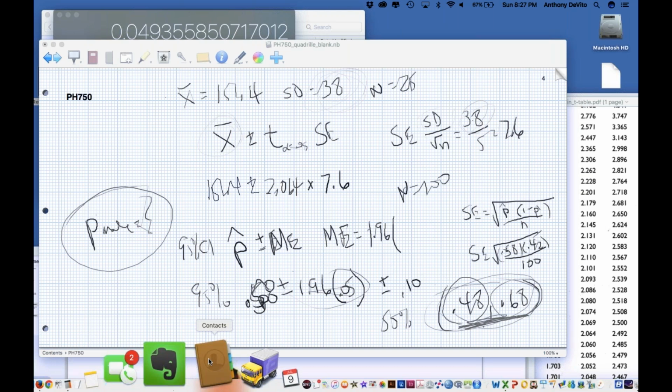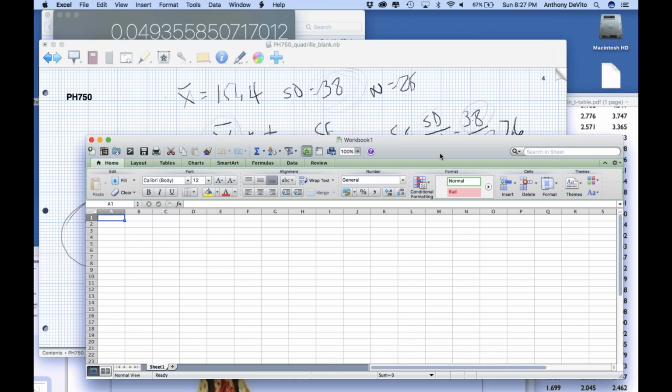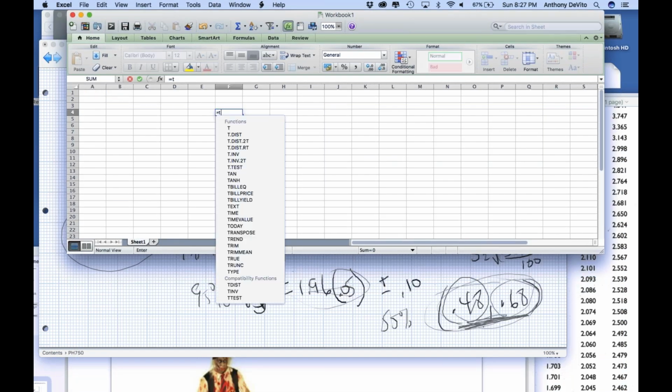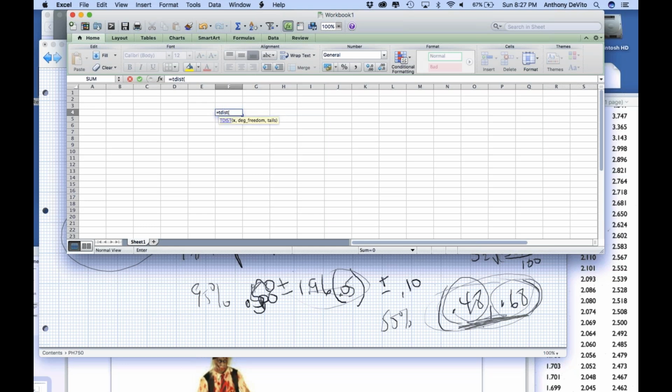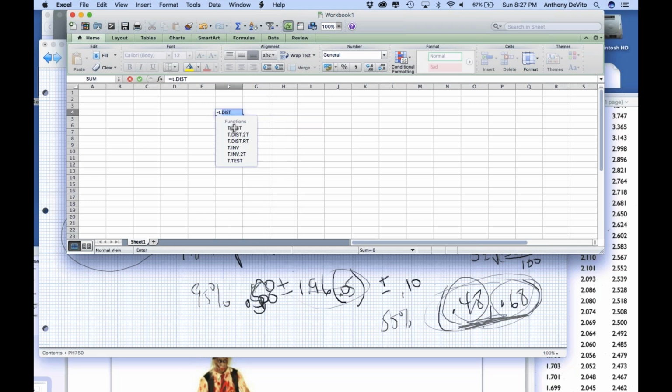At any rate, let me go to Excel and mention that there are a number of functions buried in Excel that we can use to our advantage. For instance, equals tdist, parentheses, and notice that you can put in a value there, right? I'm going to use this on one of the problems later on because you will have some use for this. But there also is t dot inverse. Let's see what that does.